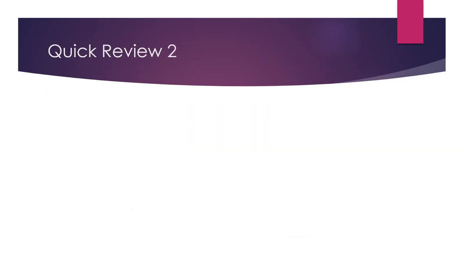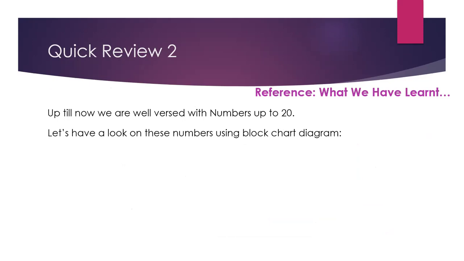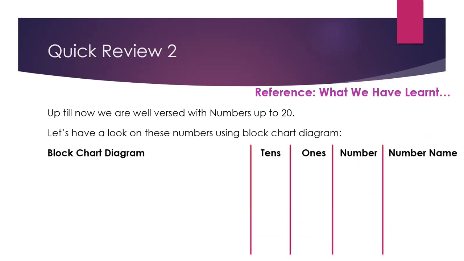Let's move on and take a quick review of the other concepts we have learned earlier. And here I'm referring to the exercise that is given in your textbooks on page number 34, that what you have learned earlier, right? The topic is what we have learned. Up till now, you are all well versed with the numbers up to 20. Let's have a look on these numbers using block chart diagram. So here I will provide a block chart diagram of a number, and then you will identify how many tens are there in that number, how many ones are there, and what is the number, how the number is formed, and what is the number name for that number.